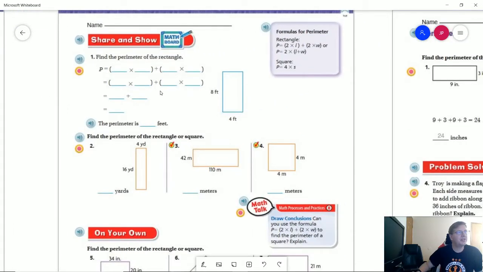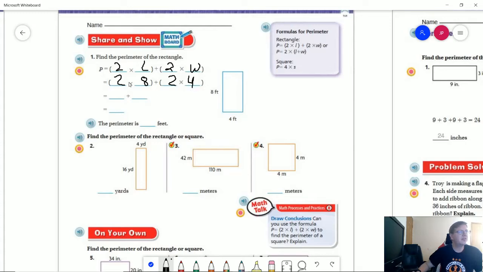To start with, let's just do the traditional way. So we are going to put 2's here. And then we are going to do the length. I think what they want us to do is put length and width here. And then we are going to carry that down and write in the number for the length and the width. So we'd have 2 times 8 for this, 2 times 4 for this. Write our answers down below, and then add together to get a total of 24 feet.